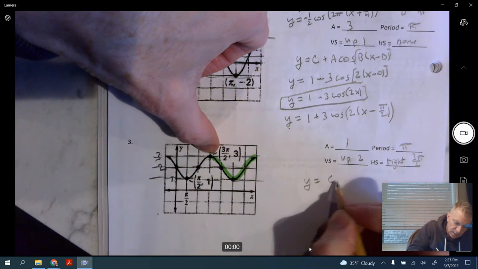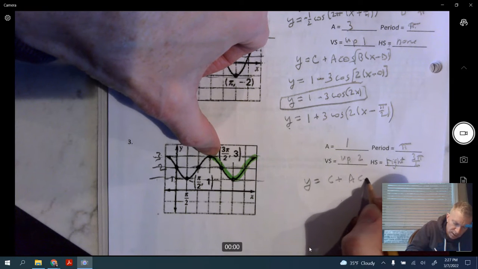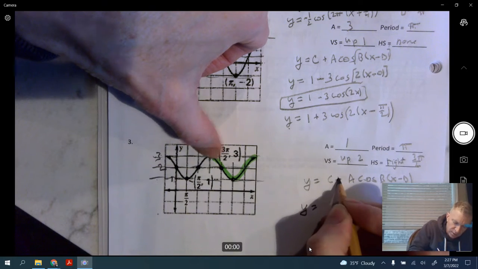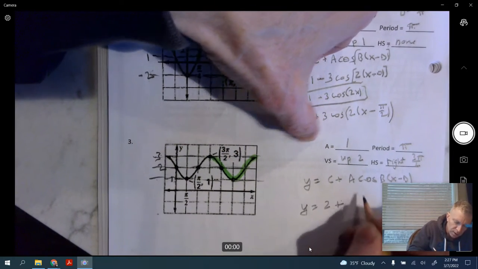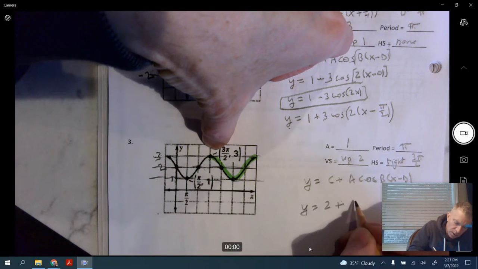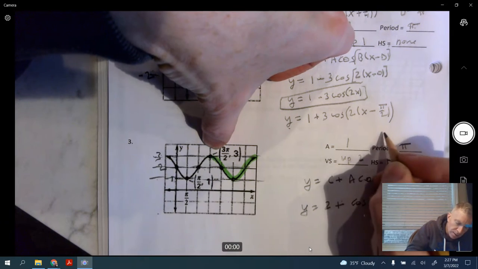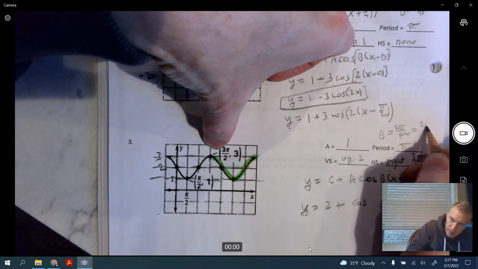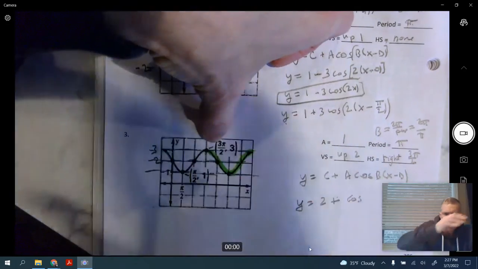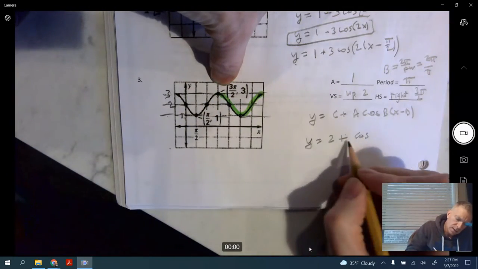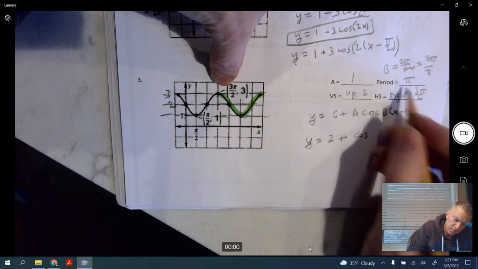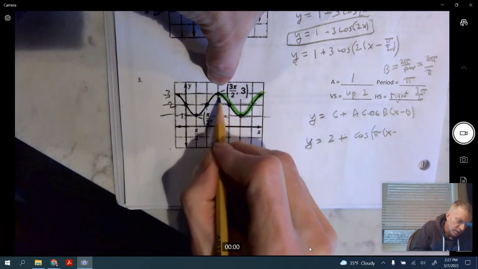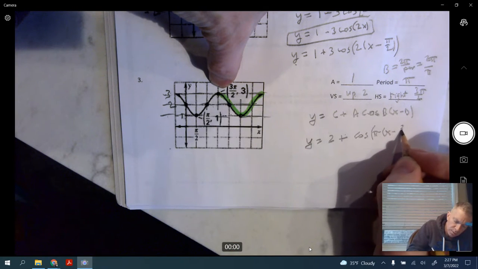So y equals c plus a, I'm doing a cosine of b times x minus d. So y equals, c is my vertical shift, so 2 plus my a value is just 1, so 1 times cosine of b. Well, b is 2 pi over the period, so 2 pi over pi. And so b is going to be 2. Then I've got x minus my horizontal shift, which is right 3 pi over 2.